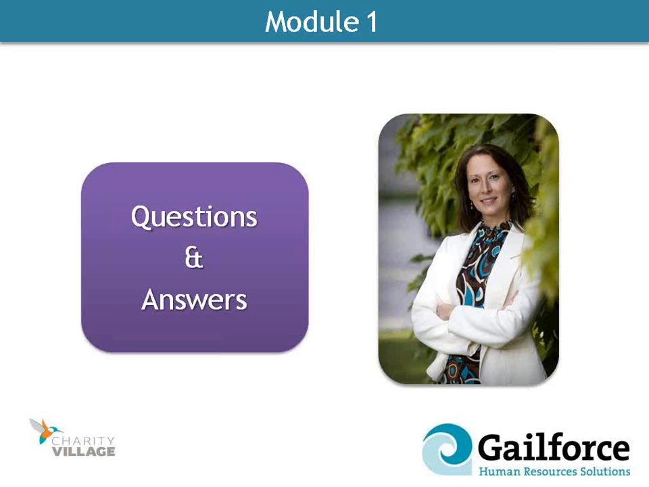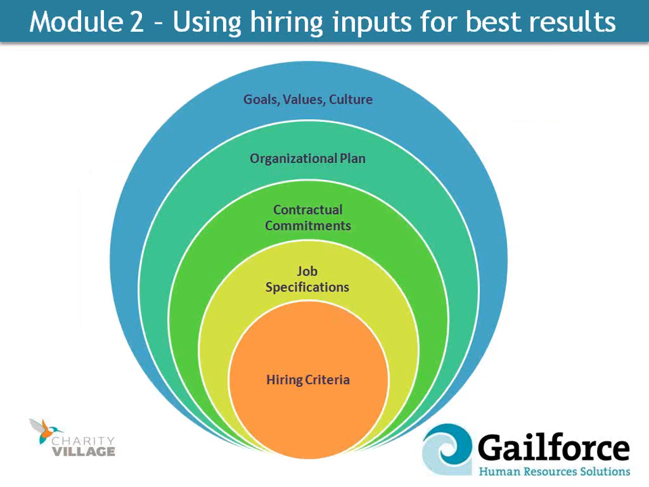In Module 2, we're going to review a few of your hiring inputs that can contribute to your hiring criteria. They include the goals, values, and culture of your organizational plan, your contractual commitments, your job specifications, or your job description. These inputs give you the information that you need to develop your hiring criteria, which is used to develop your rating guide and your rating grid, as well as later on your interview questions and documentation and your reference check questions and documentation. These inputs will help you identify the knowledge, skills, and abilities or competencies that you want to see in the ideal candidate. They become your hiring criteria.